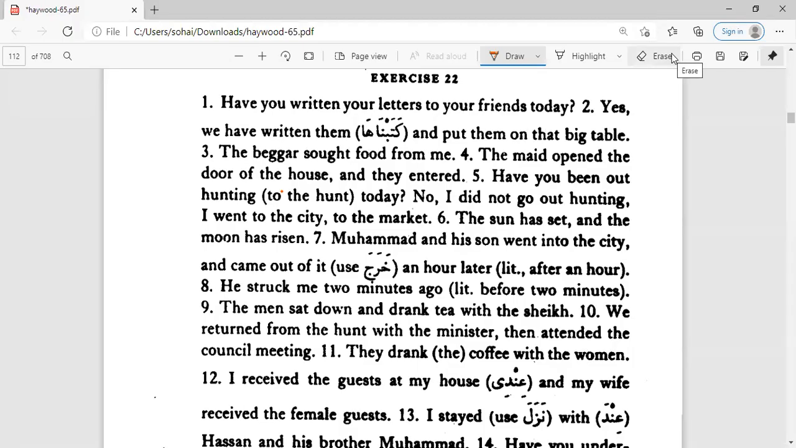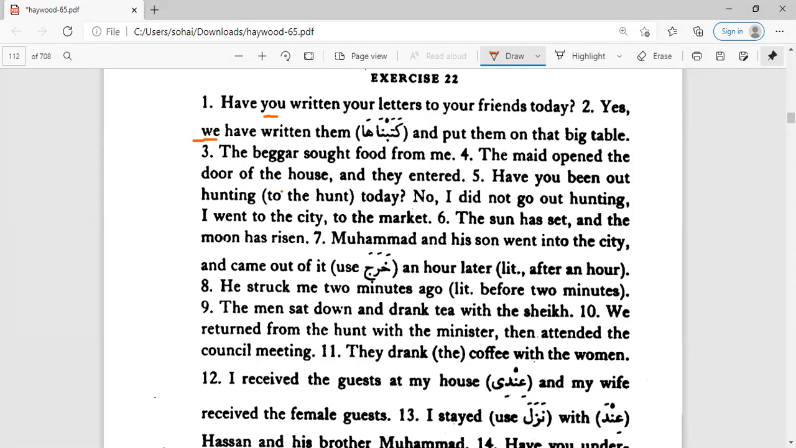Number 1, exercise 22. Have you written your letters to your friends today? Now, just reading that, you would think that maybe when you say "you", you're referring to one person, singular. However, if you read the next question, which is linked, so the person, or the people, answer and say, yes, we have written them and put them on the big table. So the fact that they say "we have" indicates that we're talking about plural people.